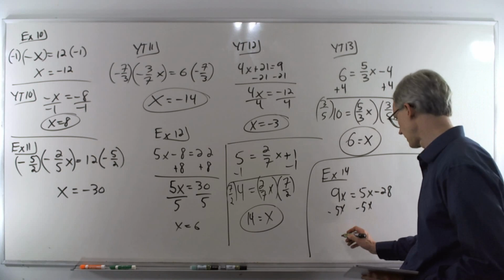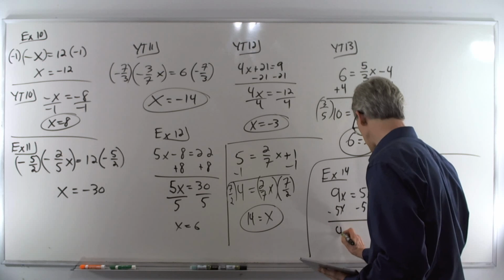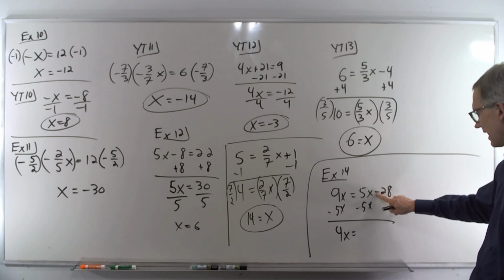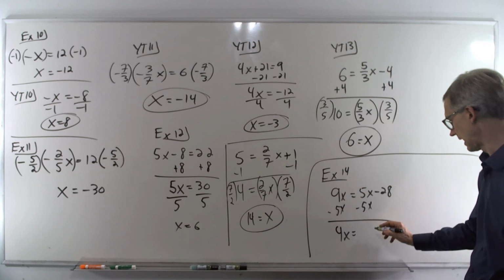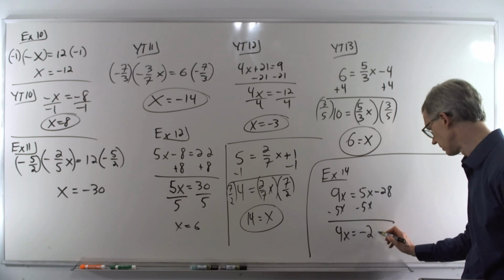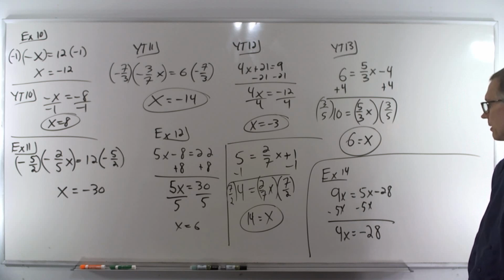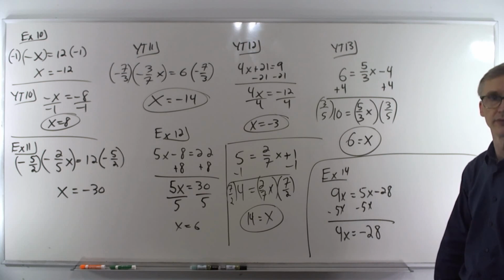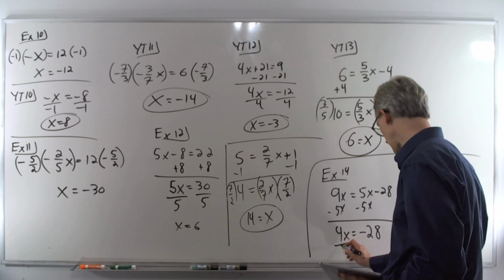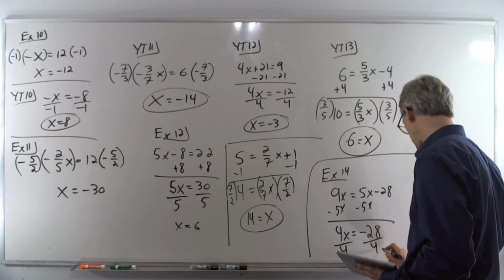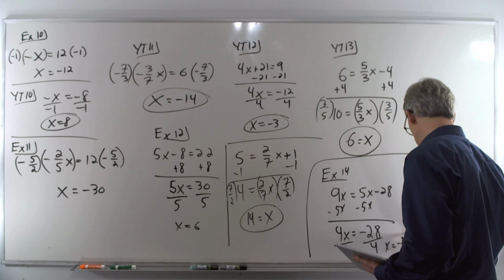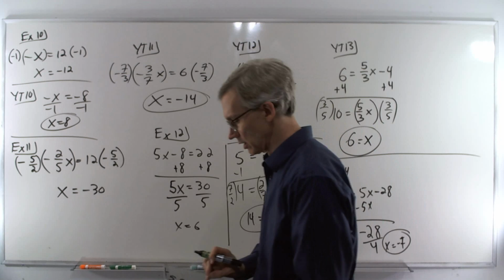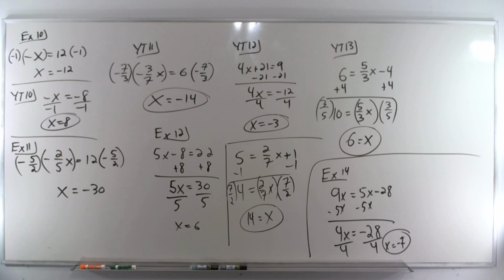So 9x minus 5 is 4x on the left. And over here, be very careful. That negative sign is attached to the 28. It has to come down with it. So negative 28 on the right. A big mistake I see people make is forgetting about that negative, just bringing down positive 28. Divided by 4 on both sides, and x equals negative 7. Your turn, number 14.